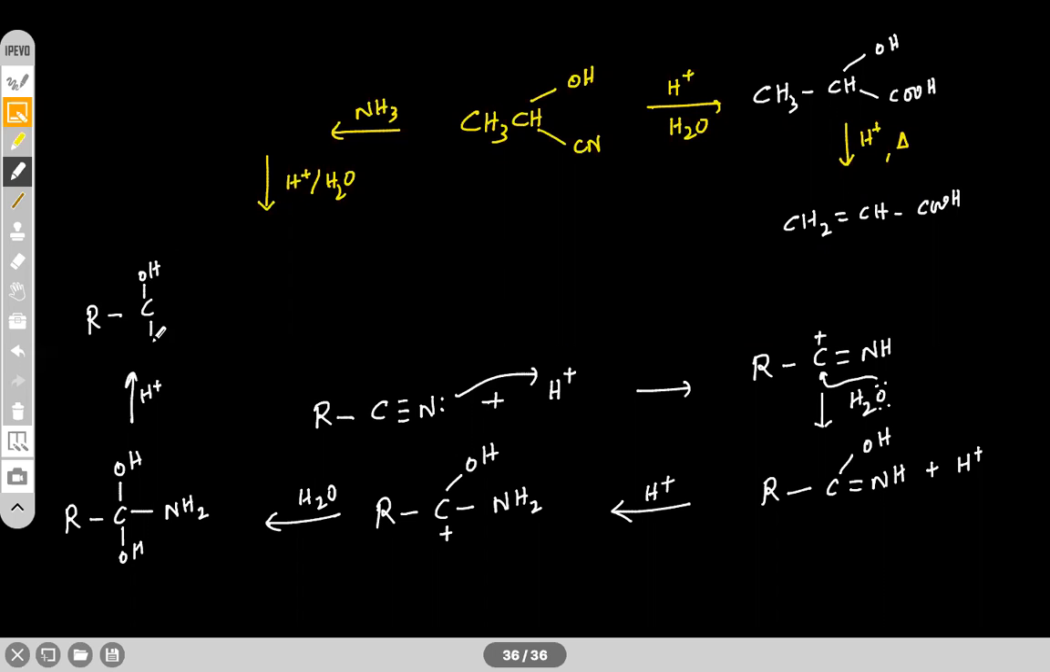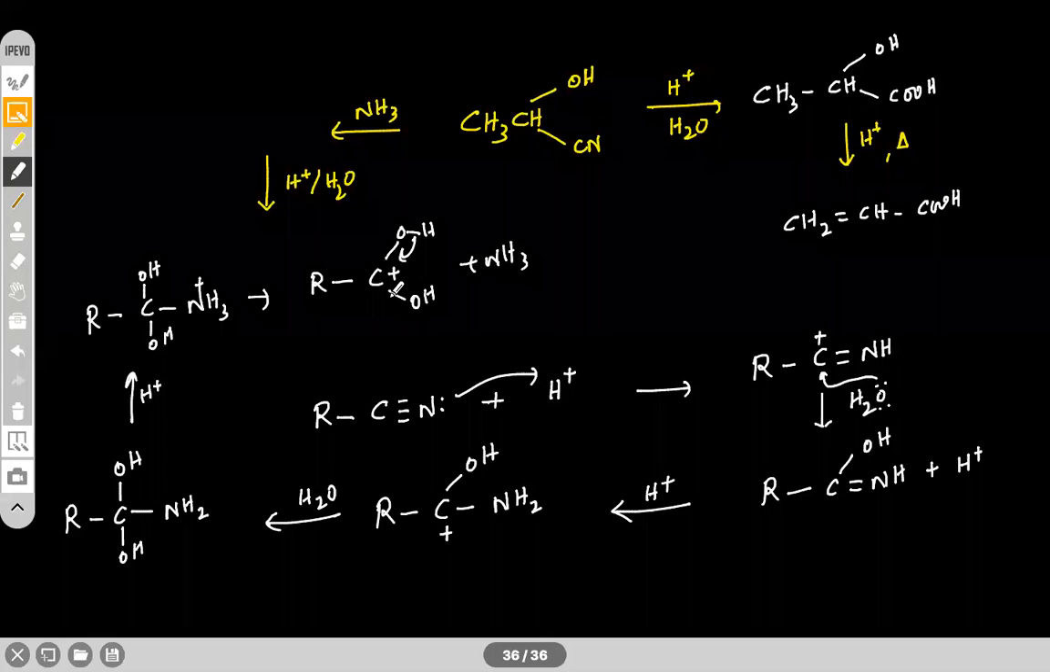RC OH, OH, NH3 plus. Then NH3 eliminates, and we get a positive charge on the carbon atom, OH, OH positive charge plus NH3, and then this H plus comes out, leaving this bond pair behind.